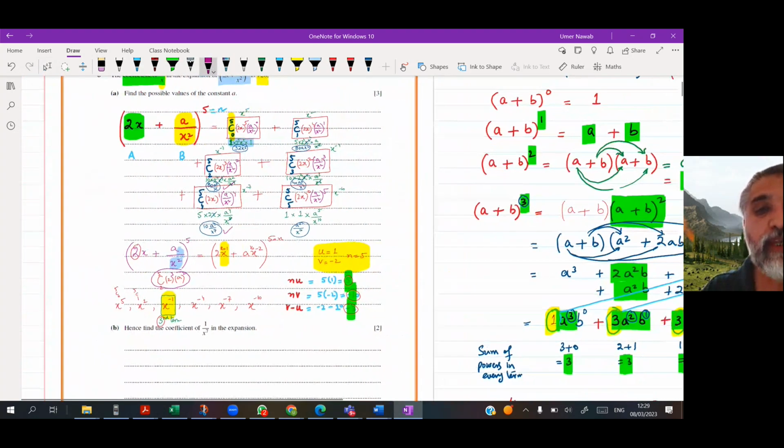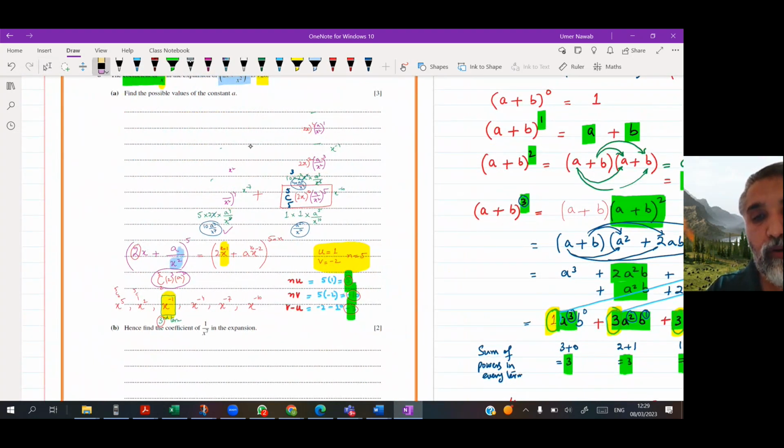So let me erase everything now and try to explain how you will solve this in the exam to get the 3 marks.